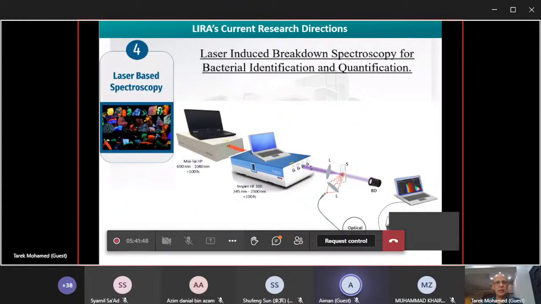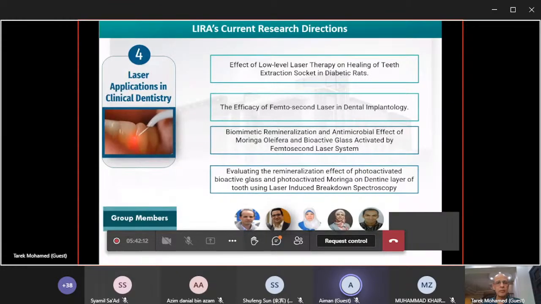And also we use laser-induced breakdown spectroscopy for bacterial identification. Here is the bacteria. And we try to get a fingerprint from each bacteria. We use different bacteria together, and for each bacteria we have different emission light. So if we have a mix of bacteria, we can identify them using the laser.